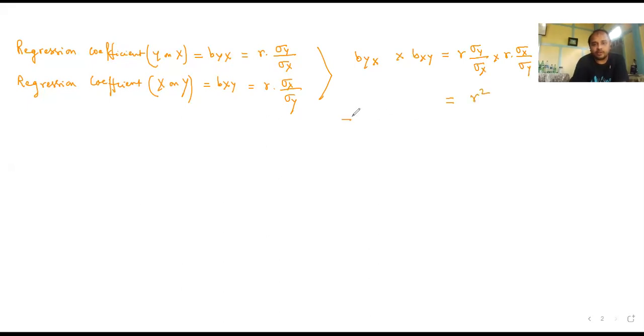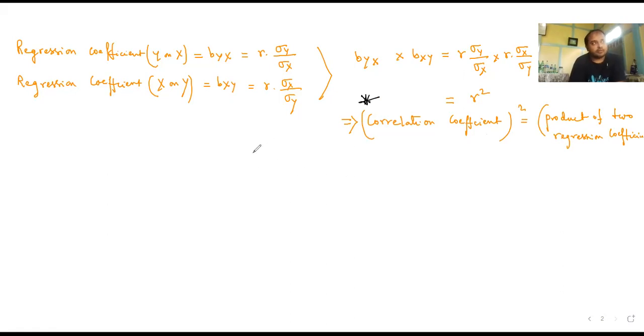So it is a very important result, which says that the correlation coefficient squared is equal to the product of the two regression coefficients. This is a very important result. You have to note it down.